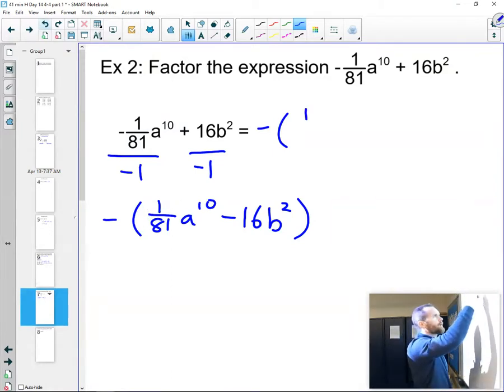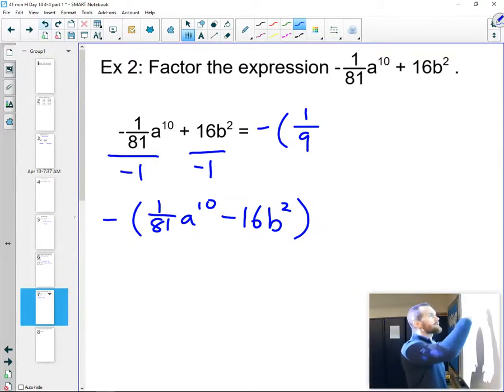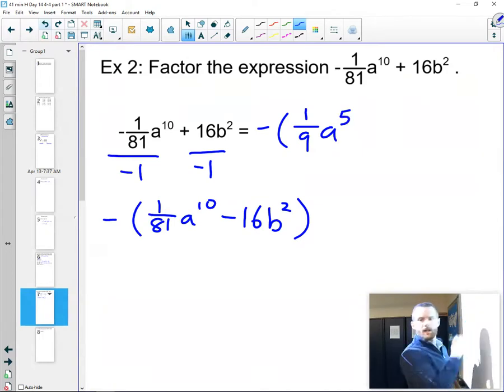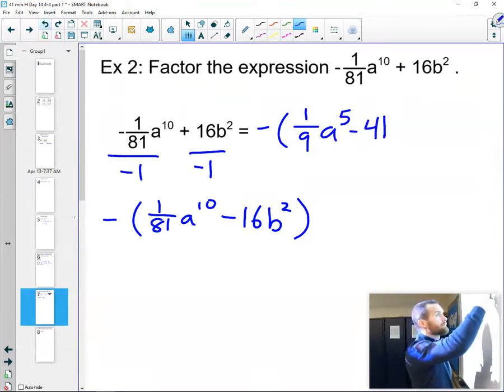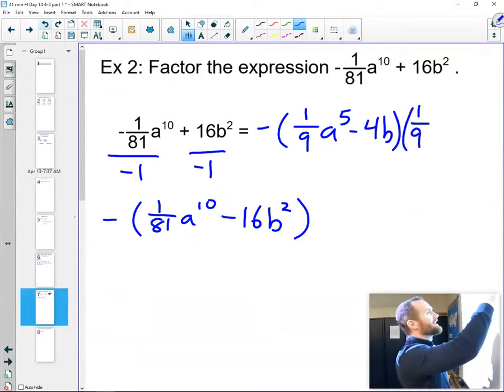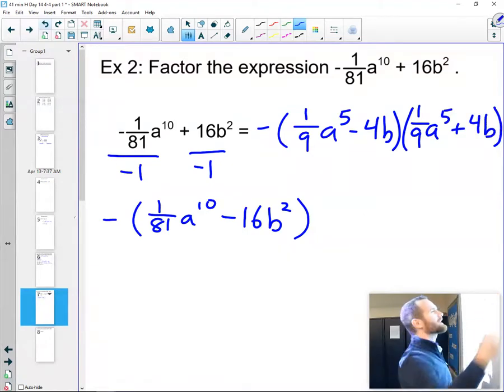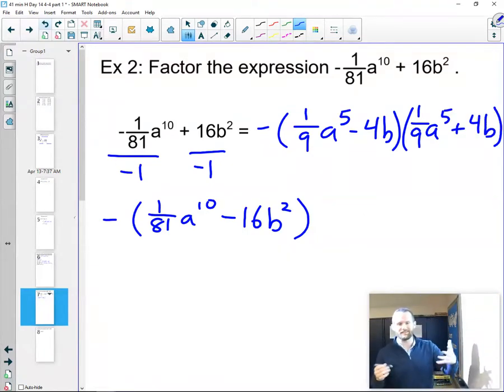Let me see. So that's going to be 1 over 9. Just take the square root of the numerator and denominator. A to the fifth. Then it's going to be minus 4b. And then we write the same thing. Let's see if I have enough space here. So that's 1 over 9, a to the fifth, plus 4b. Did I say write the same thing? I guess it's the same thing with a different sign. Everything's the same with the sign. And we're done. We just factored it.